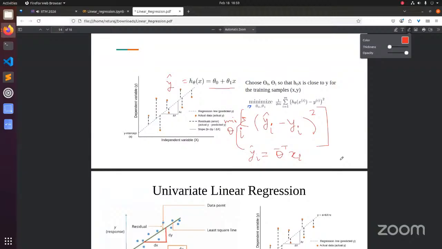You give me the xi point, I will do theta transpose times x, I will find the yi, and this is the predicted value. I want to minimize the distance between the predicted and the actual value whole square. And if you do this, theta bar will turn out to be exactly the same value that we derived: x transpose x inverse x transpose y vector.